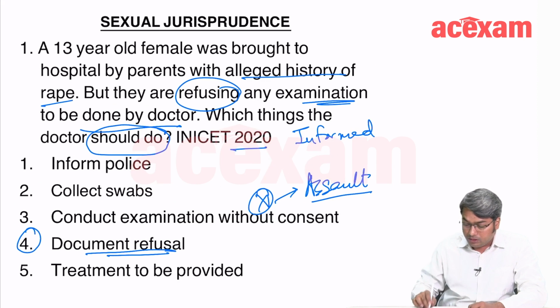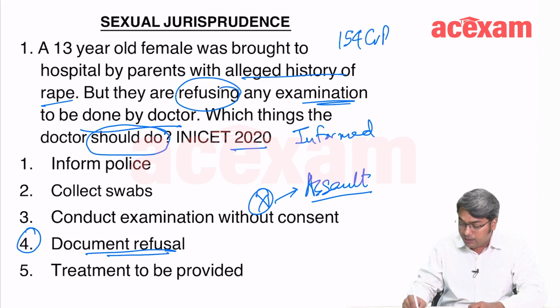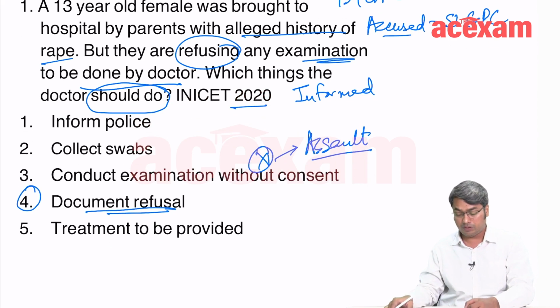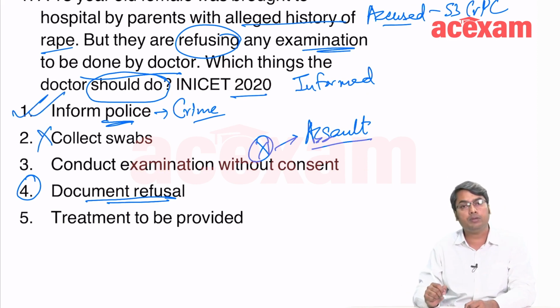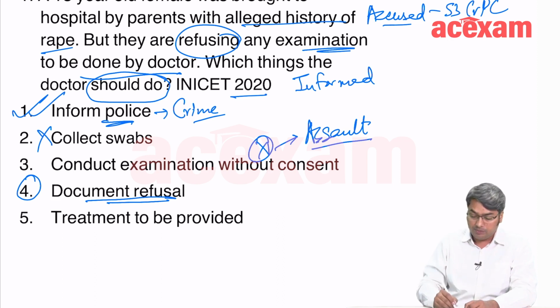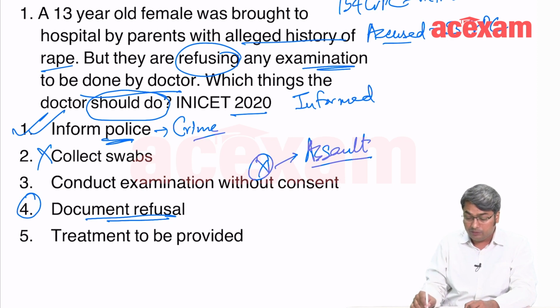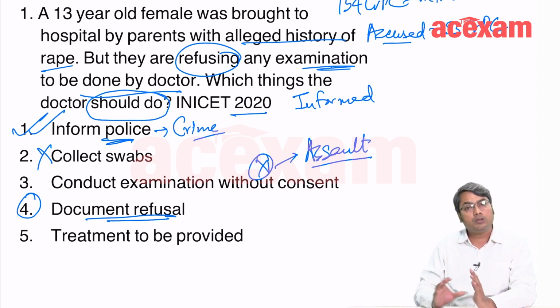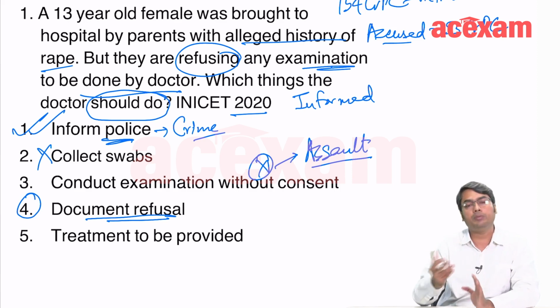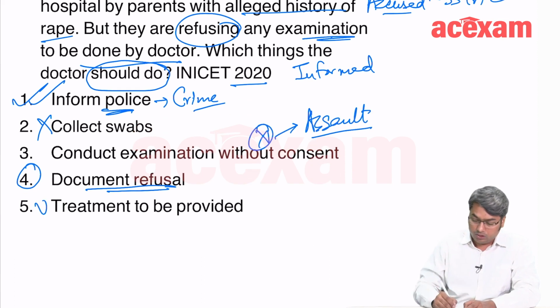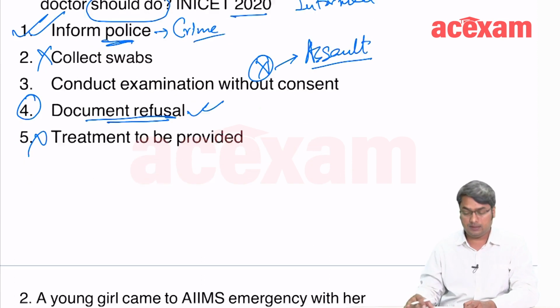This examination of a female victim is governed by 154 CrPC, that is for victims, and for the accused it is 53 CrPC. In case of the accused, reasonable force can be used, but here police has to be informed because it is a crime. Collection of swabs is out of the question because the patient has documented refusal. If the patient is not examined, then medical treatment also cannot be given by the doctor. So only document the refusal and inform police in this case.